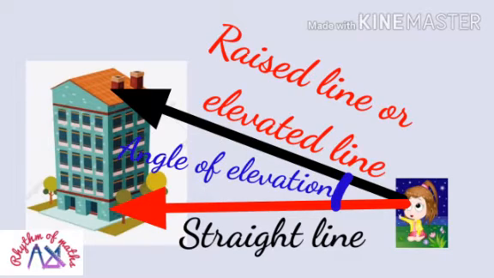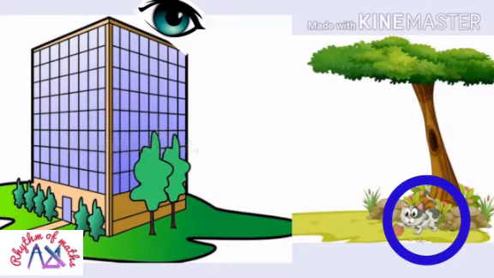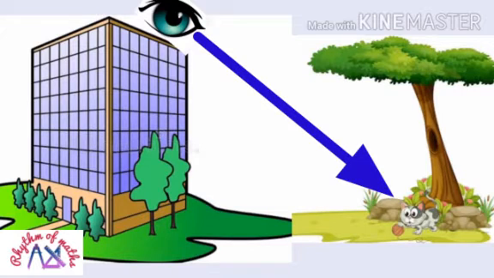Now next, if we want to see an object smaller than us, in that case we have to lower or depress our eyes. For example, from a place we are going to see a cat under the tree. Anyway, that cat will be smaller than us. That means we have to lower our eyes.